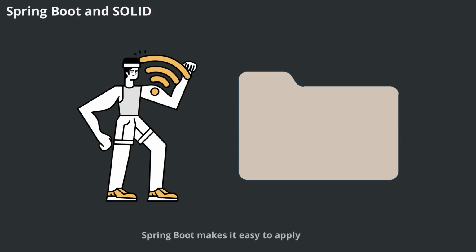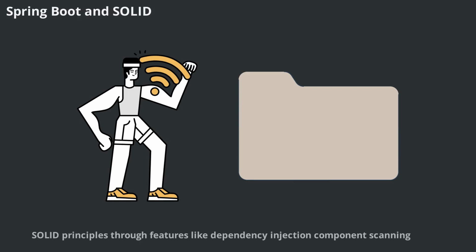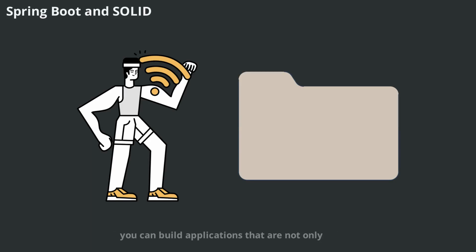Spring Boot makes it easy to apply SOLID principles through features like dependency injection, component scanning, and modular service design. By leveraging these tools, you can build applications that are not only robust but also easy to maintain and extend. Let's recap how each principle fits into the Spring Boot ecosystem.